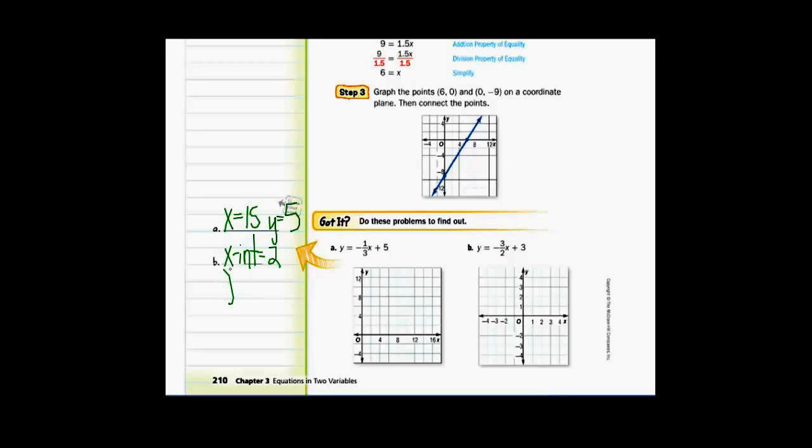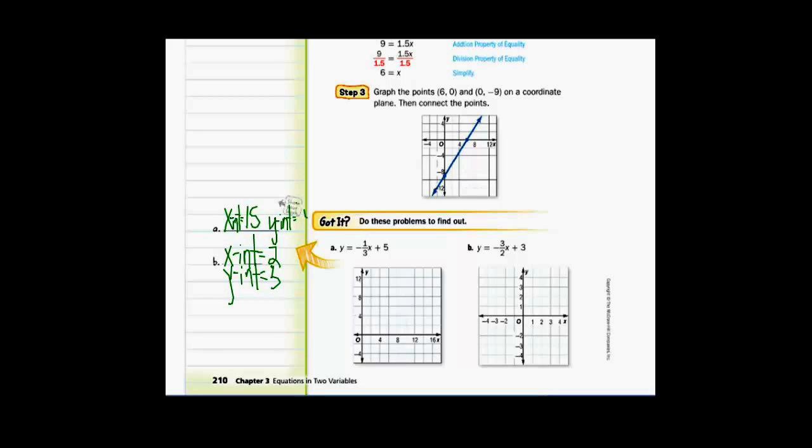And the y-intercept is 3. Now, I probably did something up here that might confuse you, so I'm just going to take it off of here really quick. Whenever I say x is equal to 15, I probably shouldn't write that. I should probably say that the x-intercept is 15 and the y-intercept is 5.